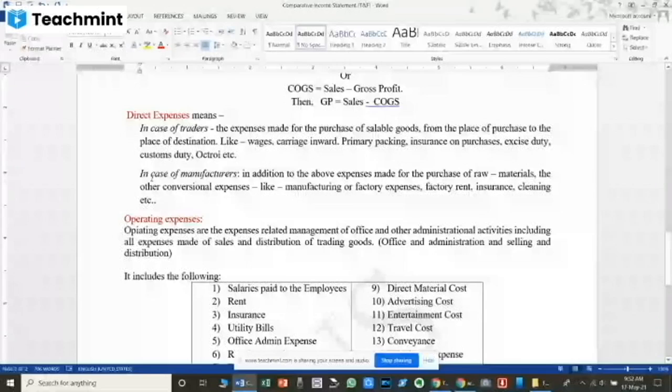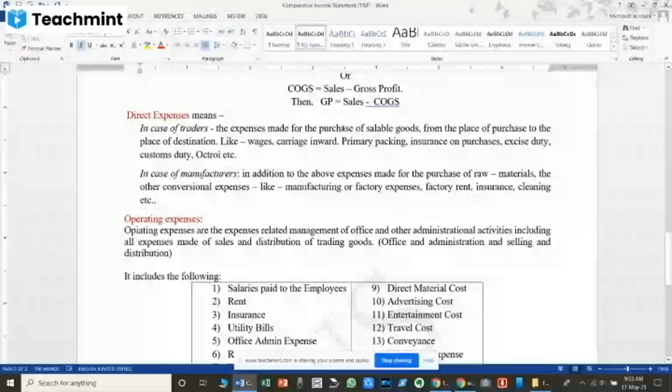In the case of a manufacturer, provided the businessman is a manufacturer, in addition to the expenses made for the purchase of raw material, what are all the other expenses he has incurred for the conversion activities? The other conversion expenses like manufacturing or factory expenses, factory rent, insurance, cleaning, etc., related to the factory. All kinds of expenses incurred in the factory building, factory unit, are to be taken as direct expenses for our income statement.